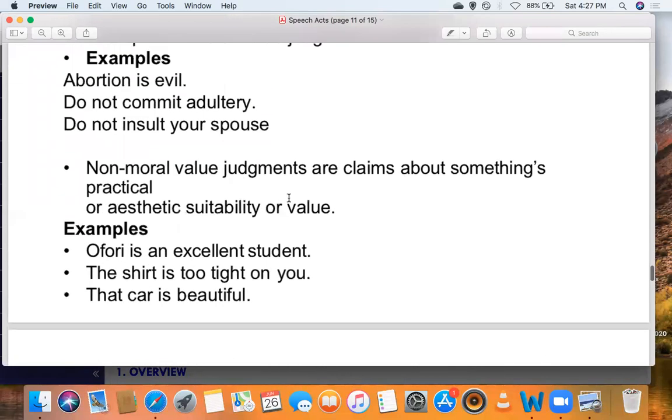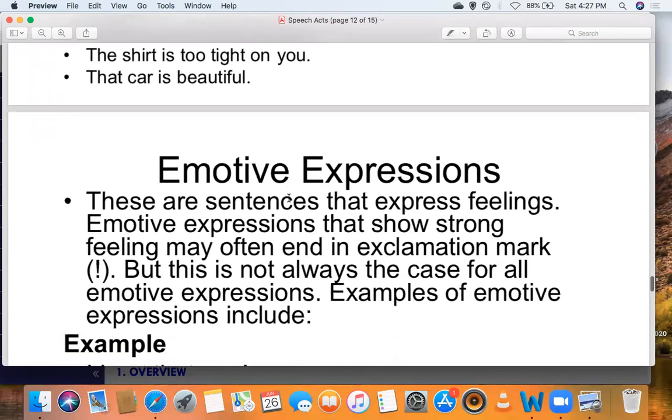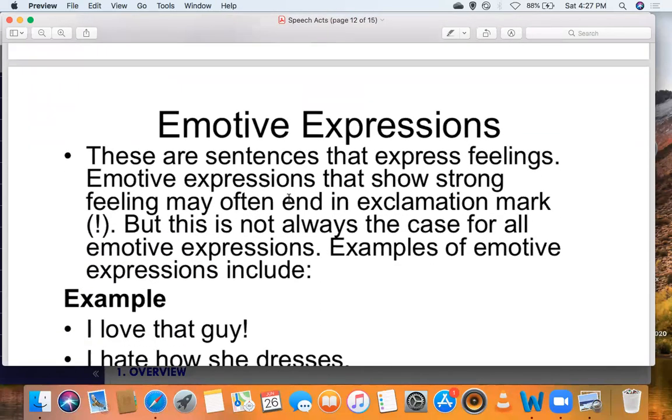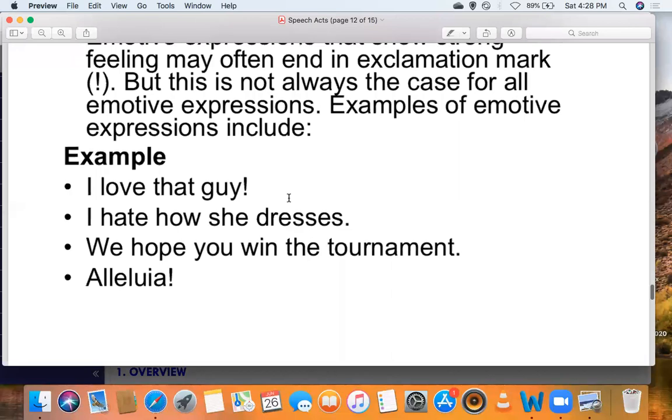Okay, so we've seen the moral and non-moral values. Let's go ahead and look at emotive expressions. Emotive expressions are sentences that express feelings. Emotive expressions that show strong feeling may often end in an exclamation mark, but this is not always the case. Examples of emotive expressions: I love that guy. I hate how she dresses. We hope you win the tournament. Hallelujah. These are expressions of feelings.